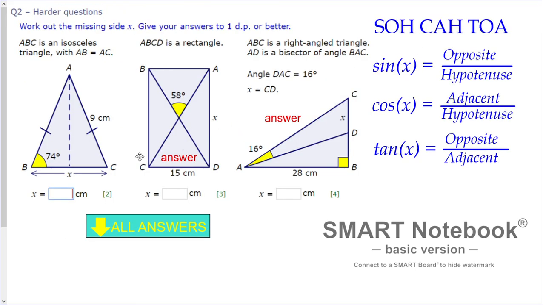So, we answered those two. See if you can find the right-angled triangle hidden in this one, and use trigonometry to solve for x.